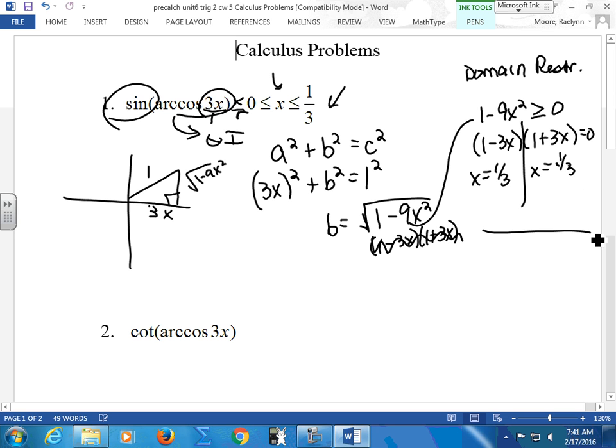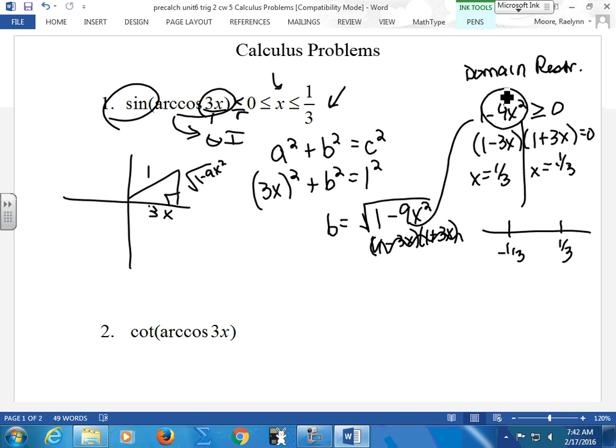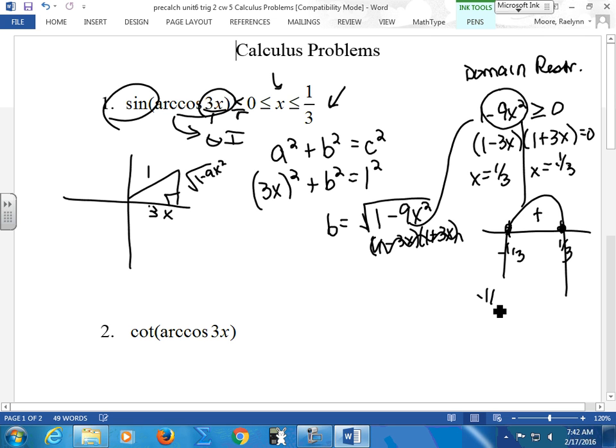I make a number line, because it's an inequality, and which way is my parabola going to turn, up or down? It has a negative, so down. So if my parabola goes like this, here's my points, it's positive above the line, so my domain is going to go from negative 1/3 to positive 1/3.